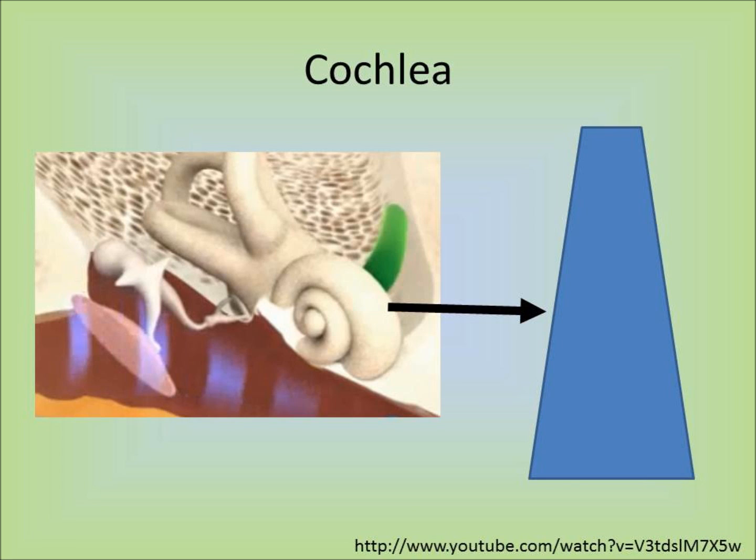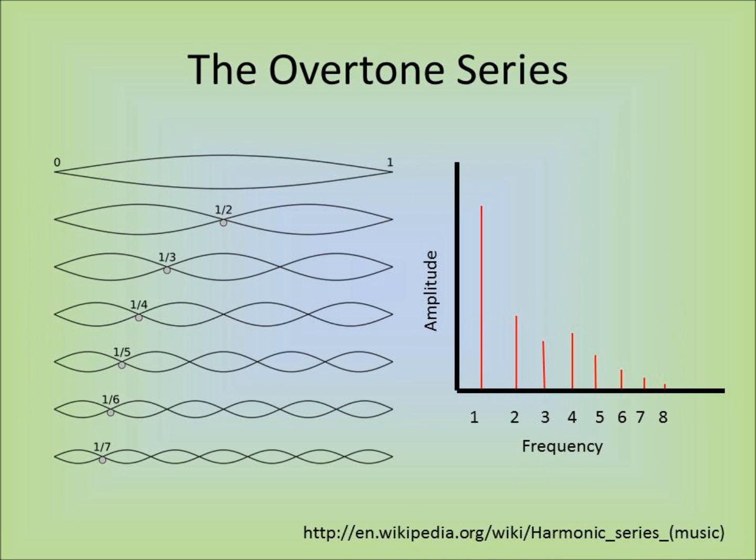Like a xylophone, the wide end responds to low frequencies, and the narrow end responds to higher frequencies. The big takeaway here is the cochlea picks up all these frequencies simultaneously, and your brain interprets that group of sounds as a single sound source. Next, it's important to know what the timbre of a sound is comprised of.